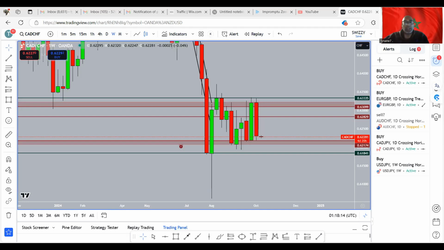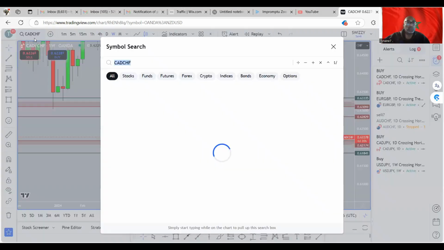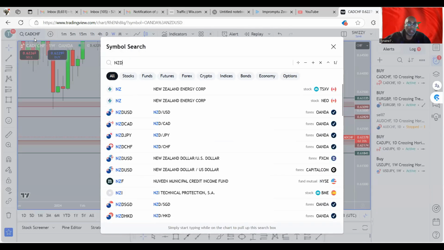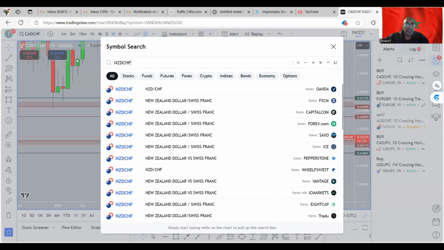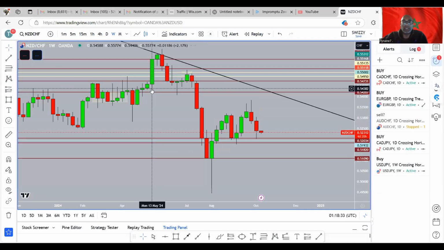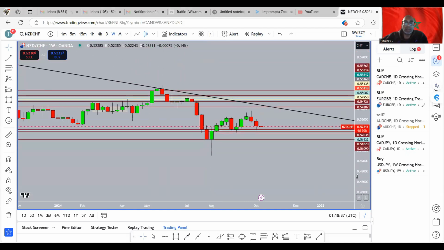So again, we'll go back over to TradingView. Back to TradingView. That was NZD Swiss. So if you notice, another Swiss pair. So now we're looking at NZD Swiss. New Zealand dollar, Swiss franc. That's the two pair we're looking at. And bam.